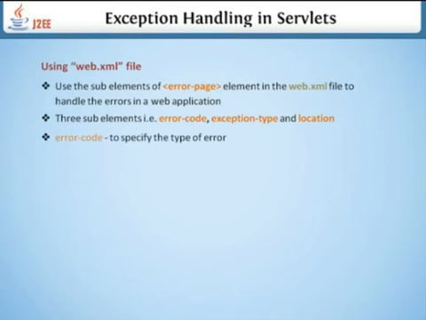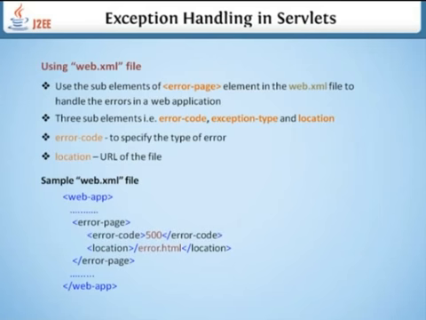Error code specifies the type of error. Location is the URL of the file. A sample web.xml file looks like this. Error code 500, its location is the error.html file.